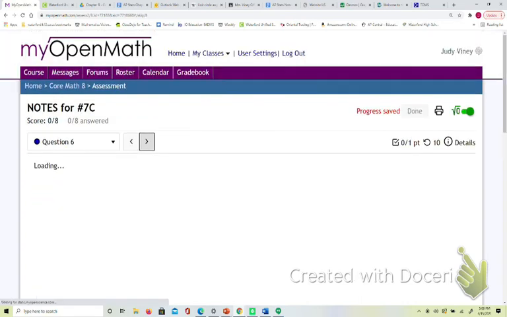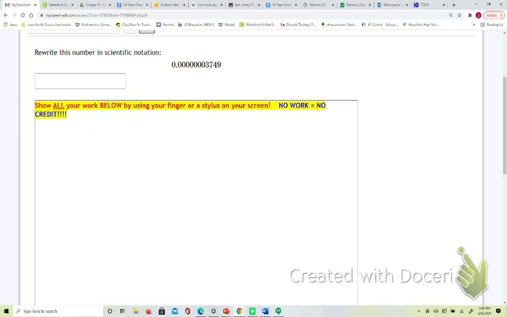Number 6. Okay, this is the same thing that we just did, but now we're doing a really tiny number. So in our work area, we have to write the number. Okay, I got to count my zeros. 1, 2, 3, 4, 5, 6, 7. 3, 7, 4, 9.